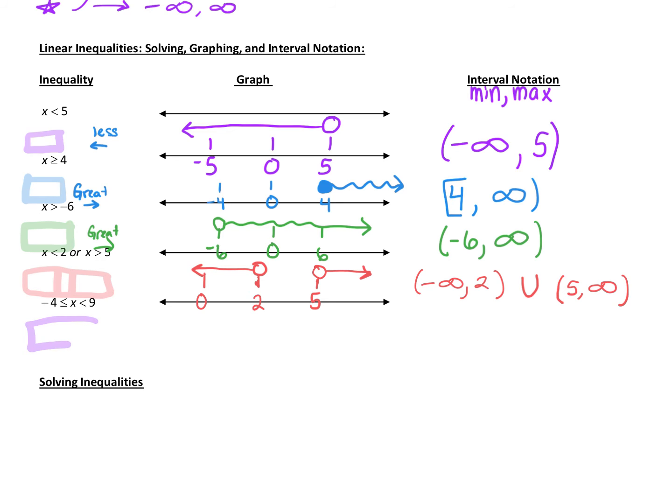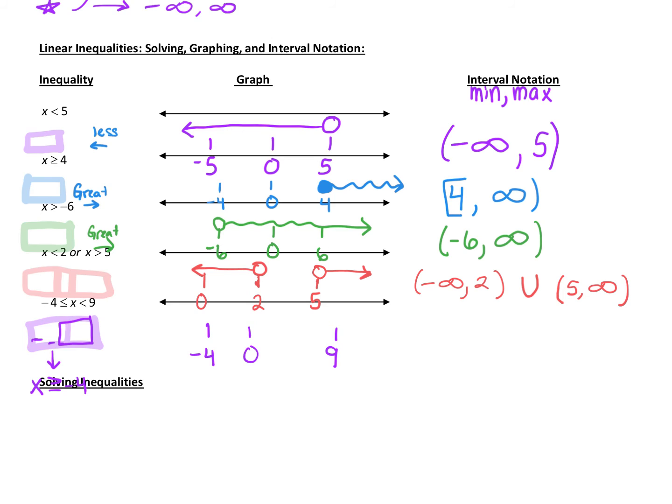All right, let's look at this last one. This one is also a compound inequality, just written slightly differently. And so we're going to have to read this one a little bit backwards. This part says -4 is less than or equal to x. So let's flip that around so x is on the left. So it's really x is greater than or equal to -4. And then if I look at the second half, it says x is less than 9.